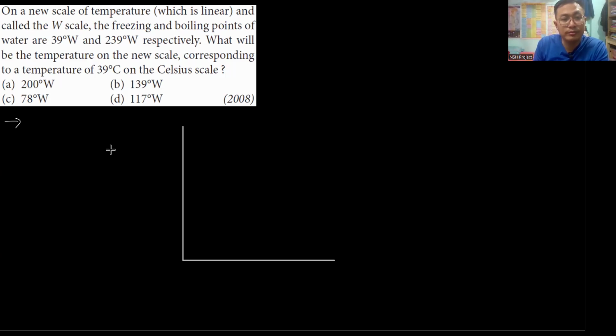Now, when I have the Celsius scale, the freezing and boiling points of water are at 0 degrees Celsius and 100 degrees Celsius, and on the W scale at 39 and 239. So not a big deal.